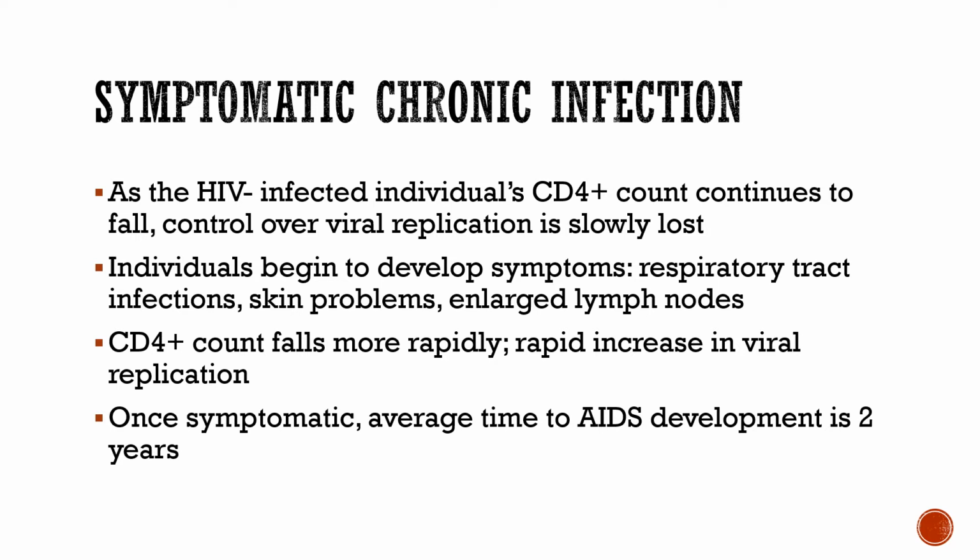So individuals will begin to develop symptoms: respiratory tract infections, skin problems, and enlarged lymph nodes. The CD4 count will fall more rapidly, and then there will be a rapid increase in the viral replication. So the CD4 count is going lower, the viral load is increasing. So once they become symptomatic, the average time to AIDS development is 2 years.